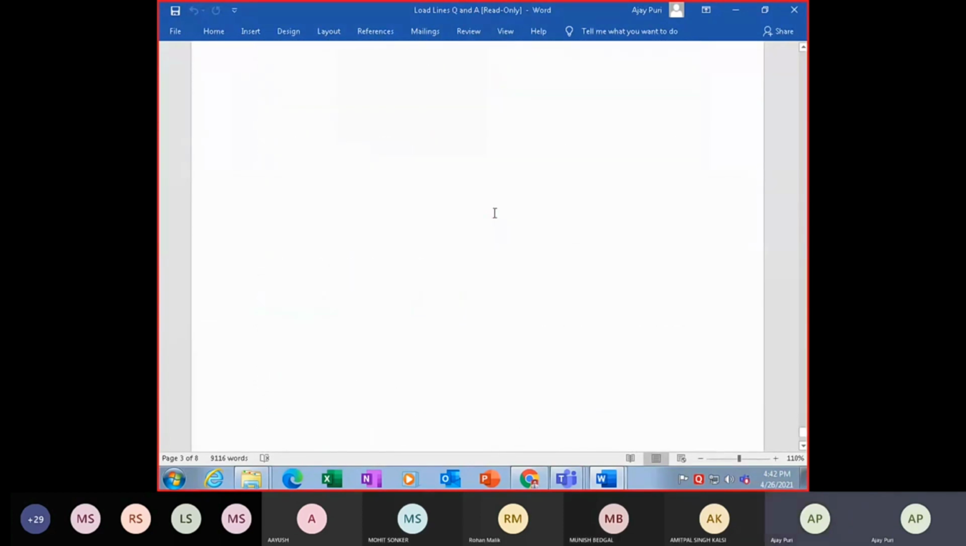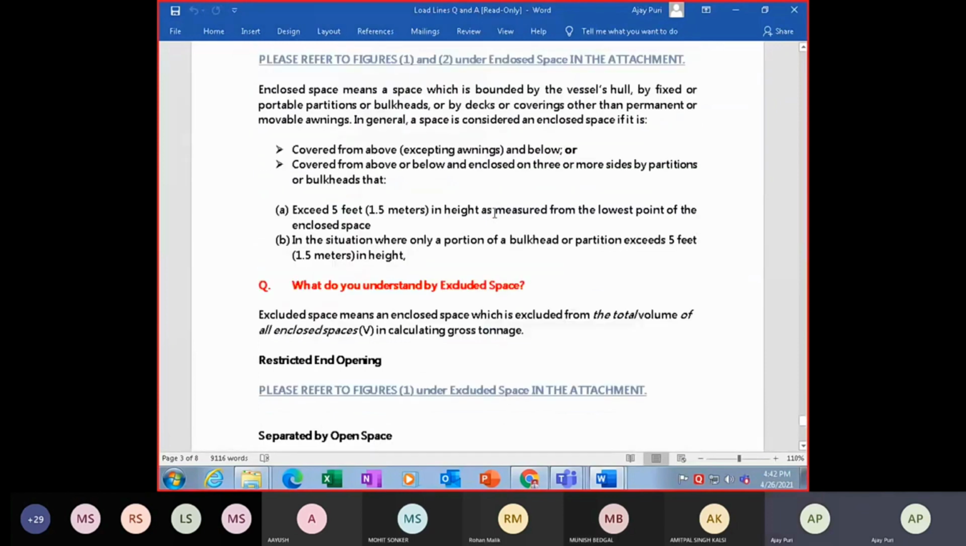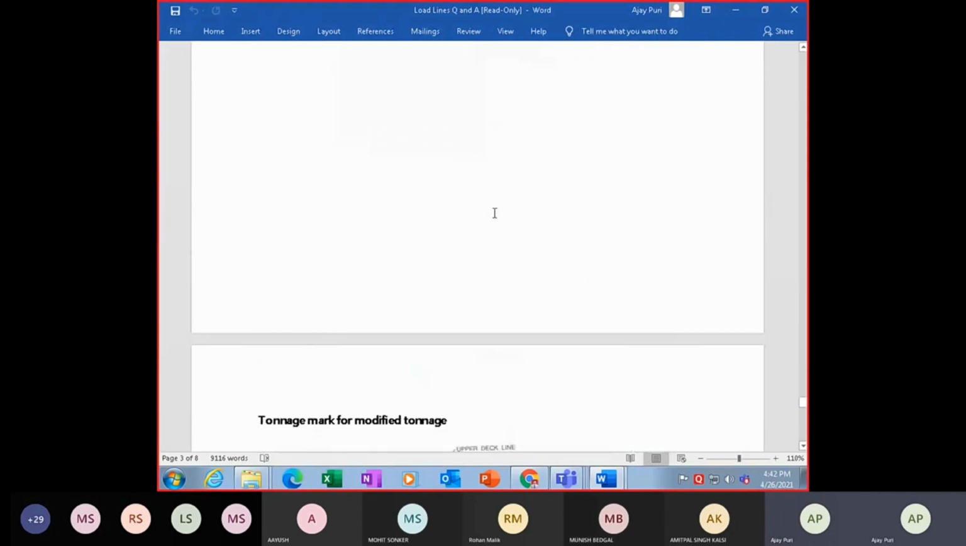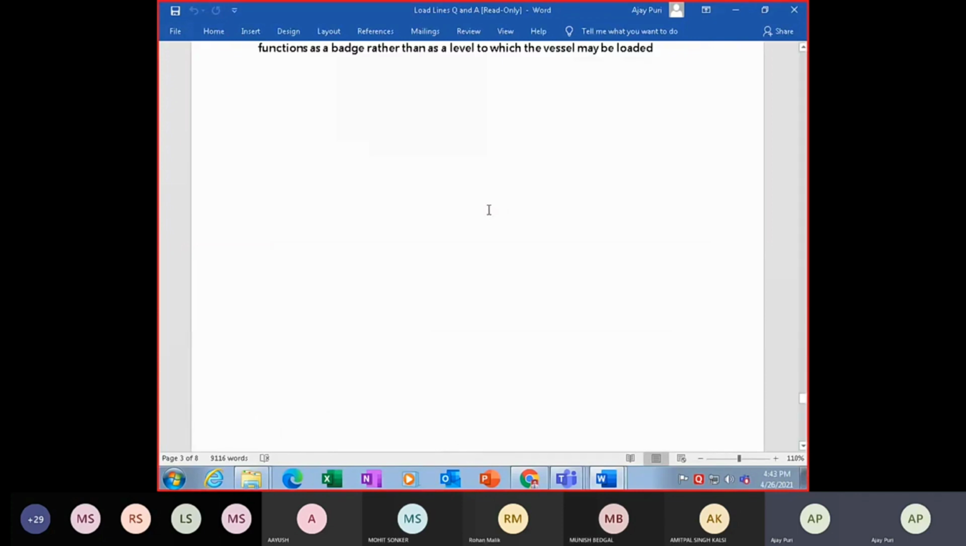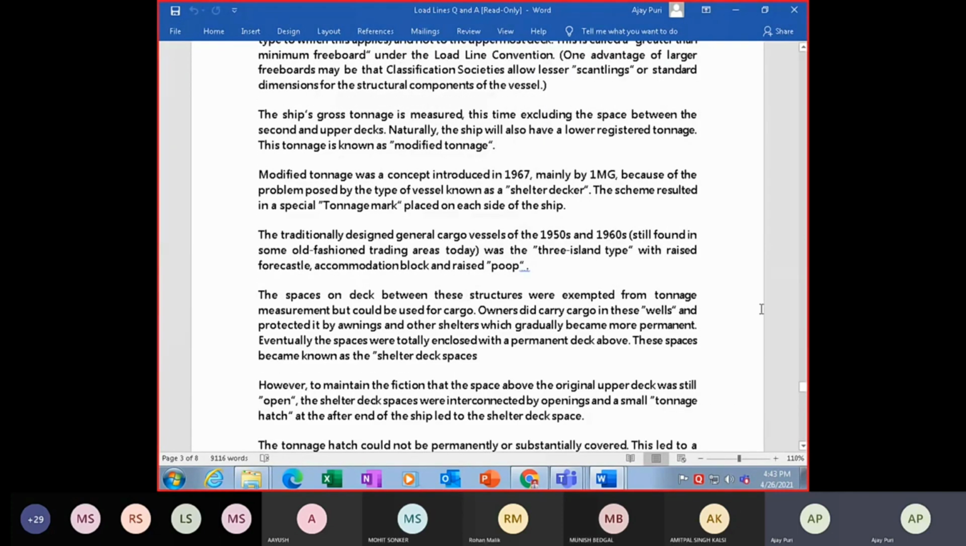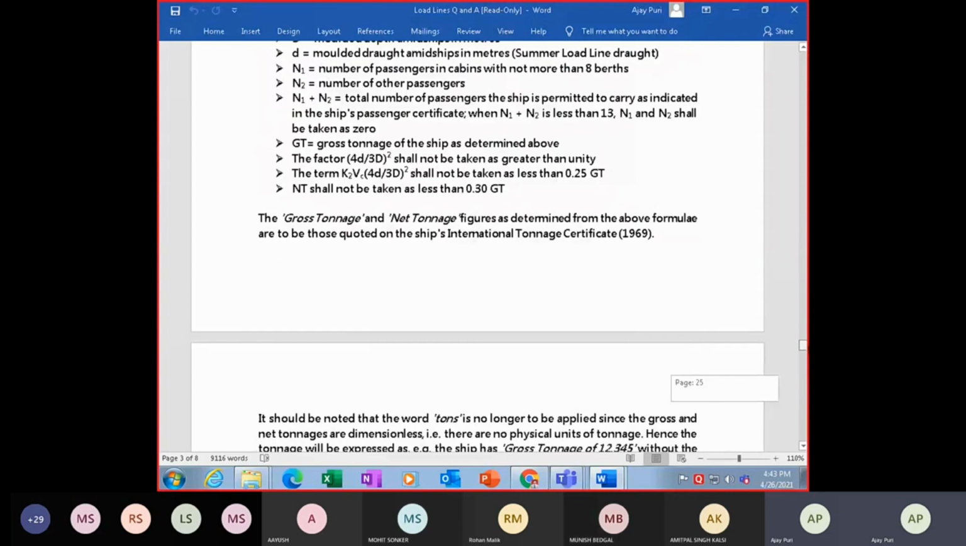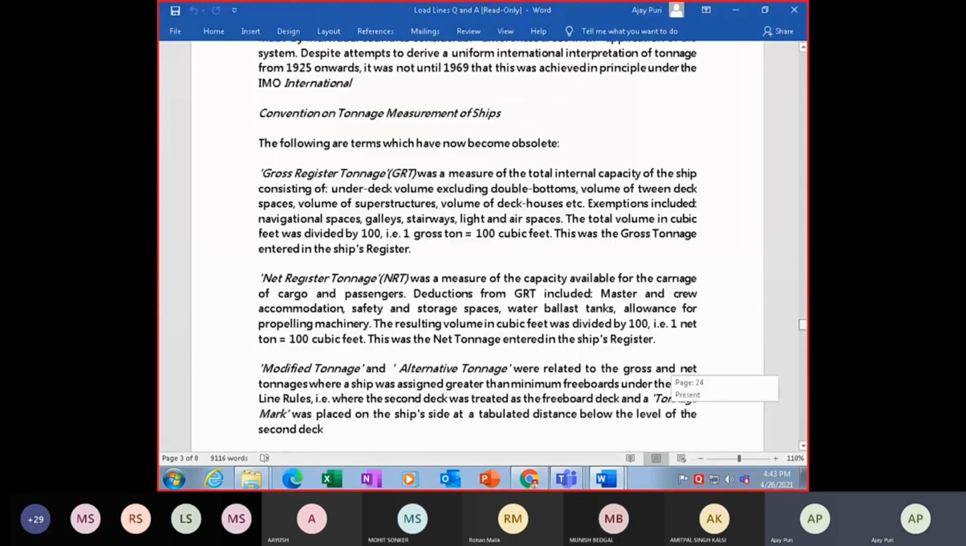So we've done excluded, included is done. So now next time we'll be starting with subdivision, load line and passenger ships. That topic we'll be doing fully. So those CS, what is the CS criterion and all, we'll be doing. So next class we'll be doing all that.